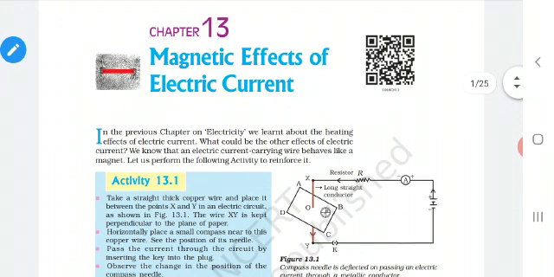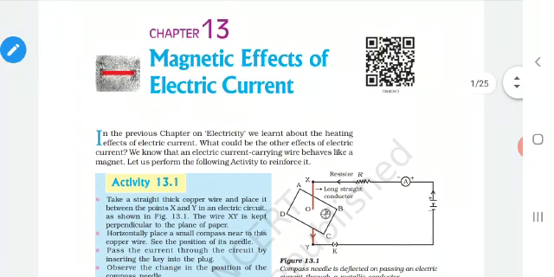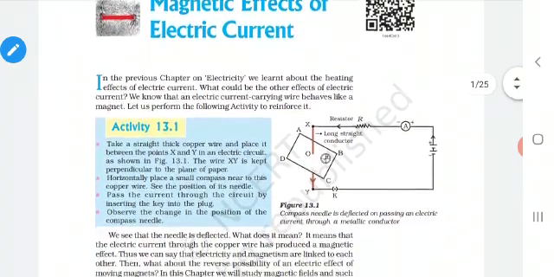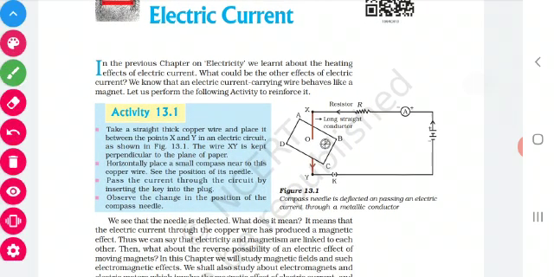The magnetic effect of electric current is nothing but this: when the electric current is passing through a wire, that wire behaves like a magnet. We can see this with the help of activity 13.1.